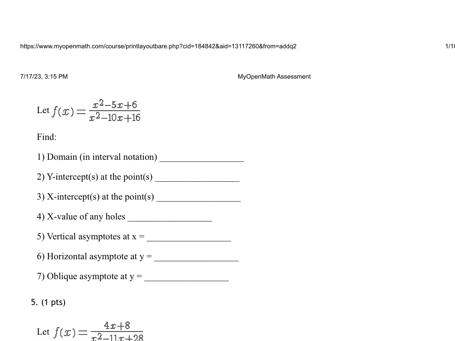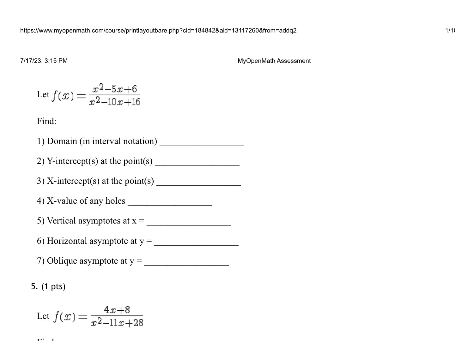Okay, number 4. So for this one, we are given a function and we're asked to find several things related to the function. So first, the domain. So the domain relates to the denominator. So in a fraction, we don't want the denominator to be 0. So we would set it equal to 0 and solve and see what we get.